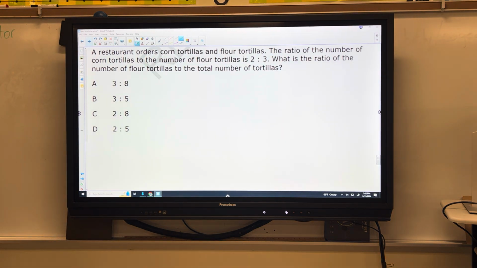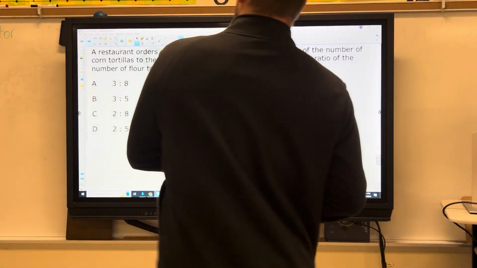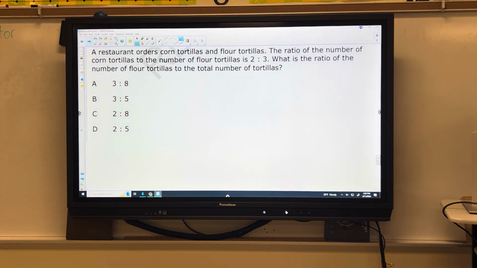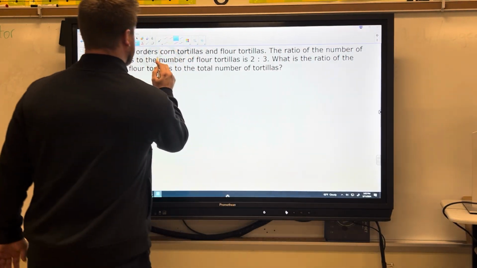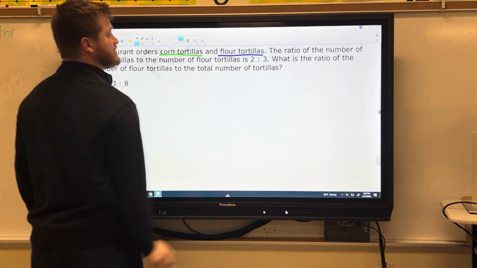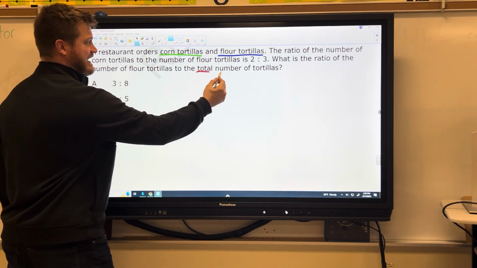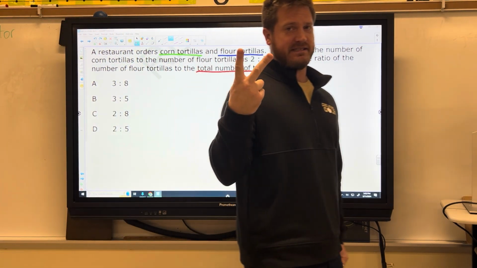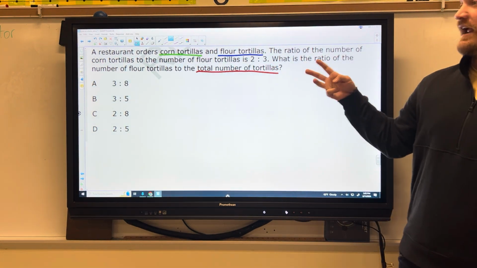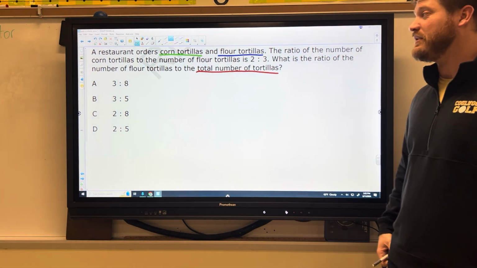Last but not least, when you're reading this one, it's a lot of tortillas, but we gotta figure out part to part or part to whole. It says a restaurant orders corn tortillas and flour tortillas. The ratio of the number of corn tortillas to the number of flour tortillas is 2 to 3. What is the ratio of the number of flour tortillas to the total number of tortillas? Well, we are dealing with corn tortillas and flour tortillas, but then lastly, it's asking for the total number of tortillas. That's 3 different things: corn, flour, and total. So with this one, it is a part to whole.